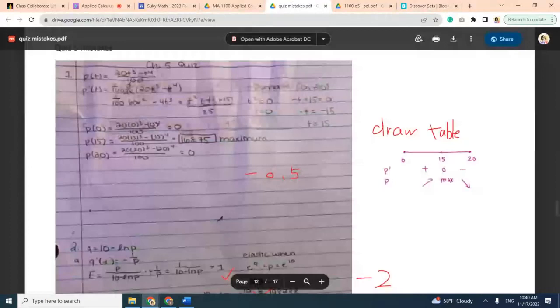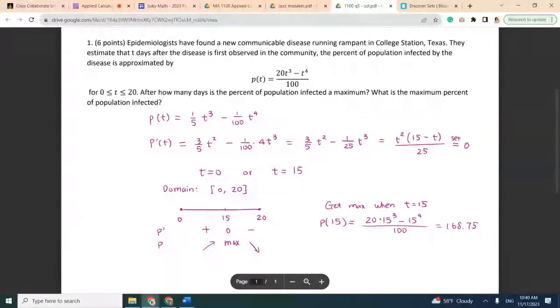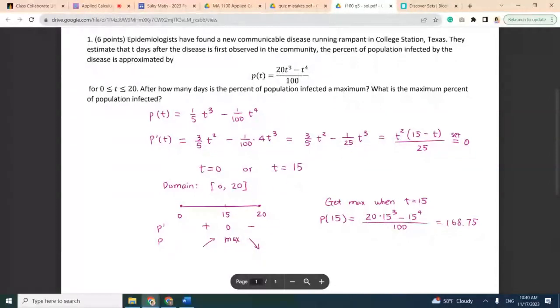Alright. Okay, so quiz solution right here. The first problem, we have P of t as the following, right? And t is between 0 and 20. You want to find the maximum. Remember, the maximum is when you take the derivative and set the derivative equal to 0. Okay, everybody? So you take the derivative.